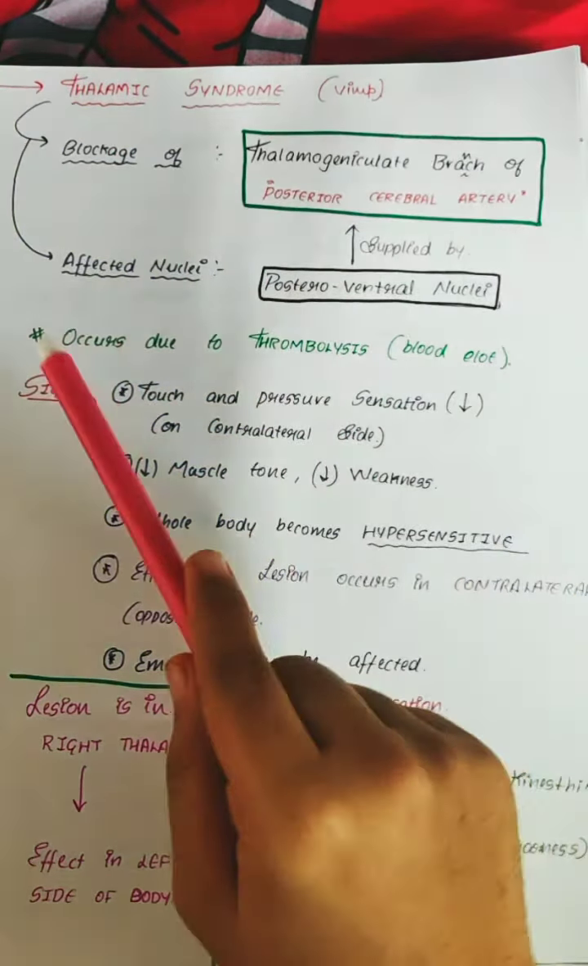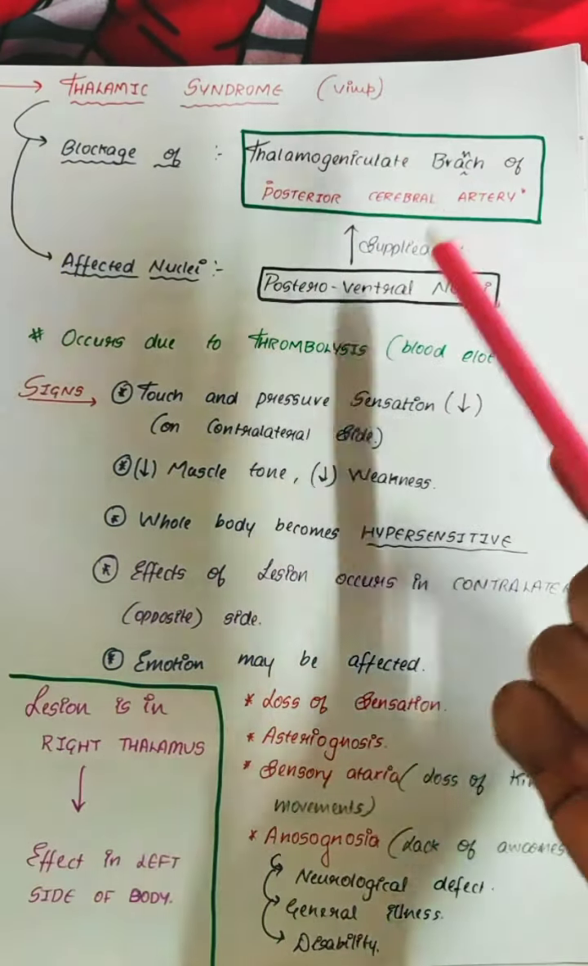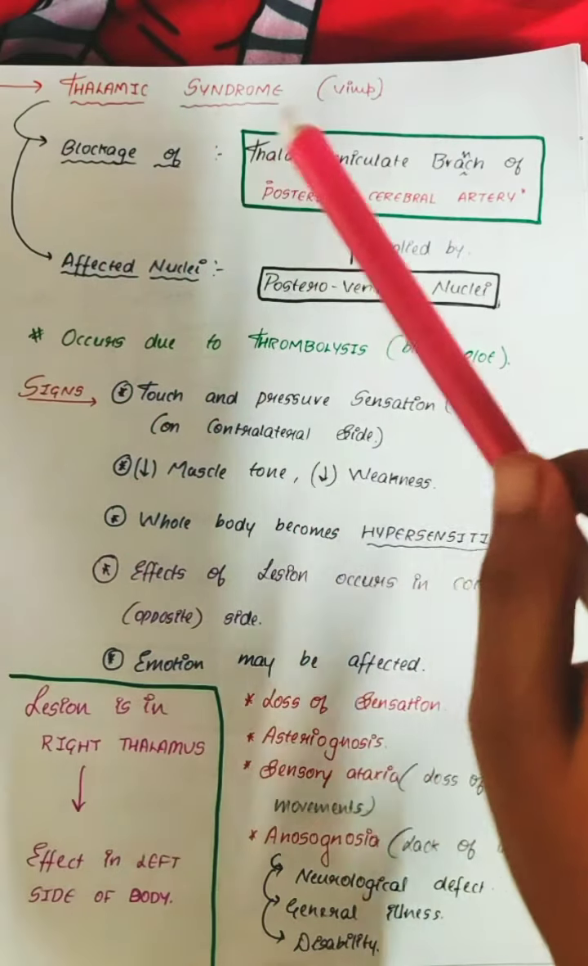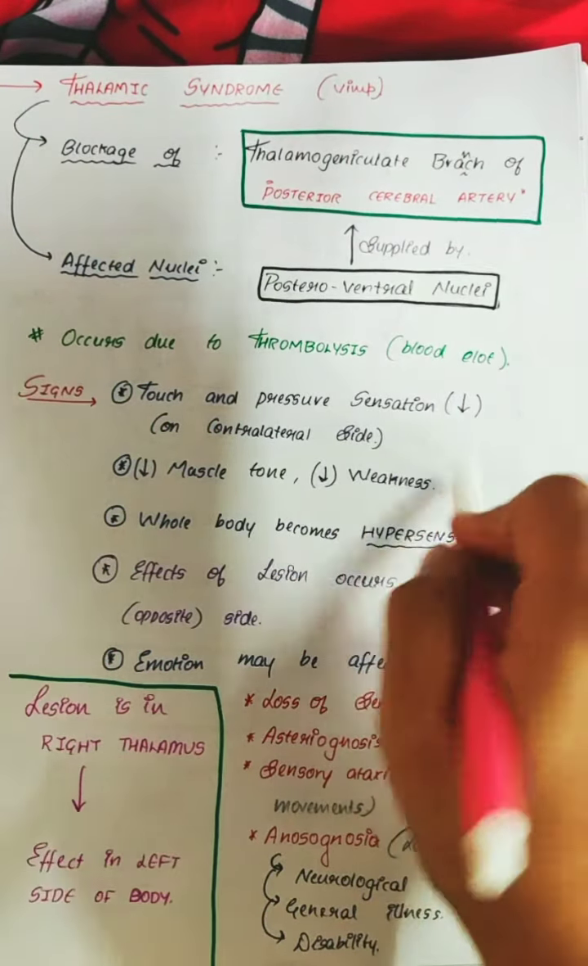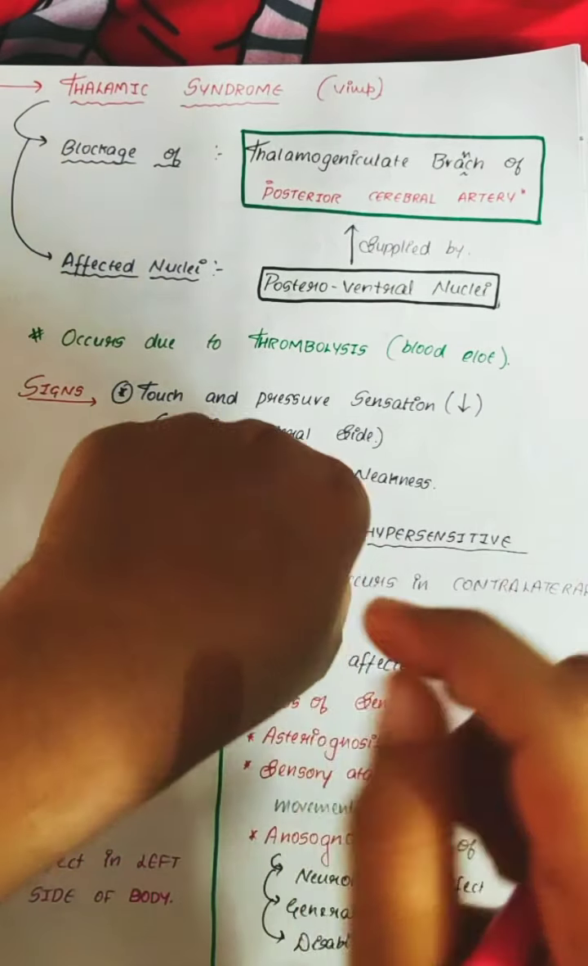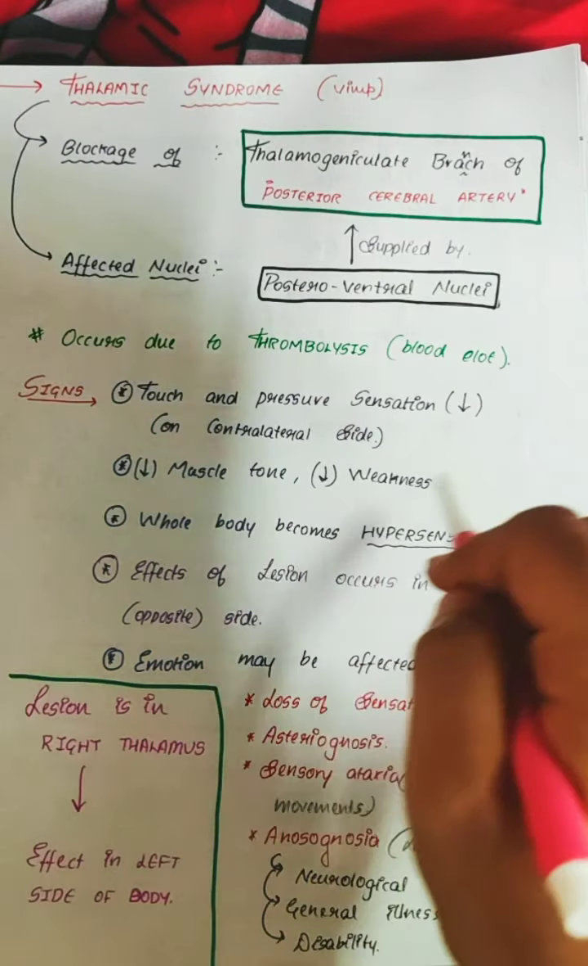So what are the signs? Touch and pressure sensation will be decreased on the contralateral side. In the sense, on the opposite side, both the touch and pressure sensation will be decreased. The muscle tone will also decrease. There will be weakness. The whole body becomes hypersensitive. If we touch a bit, they'll act as if something great has happened. So the whole body becomes hypersensitive.